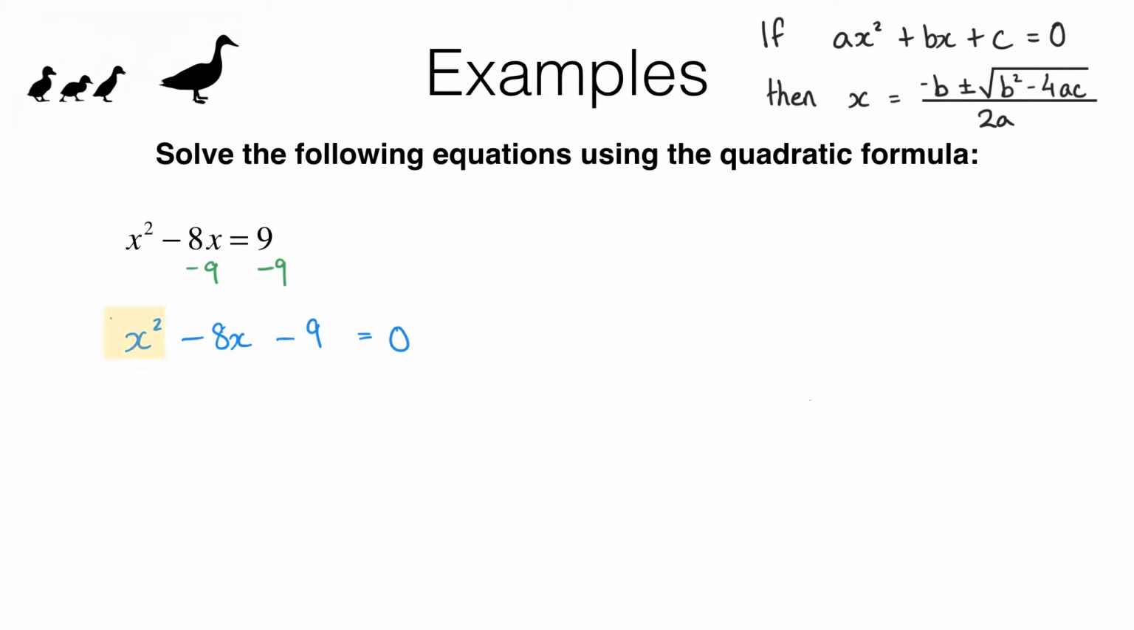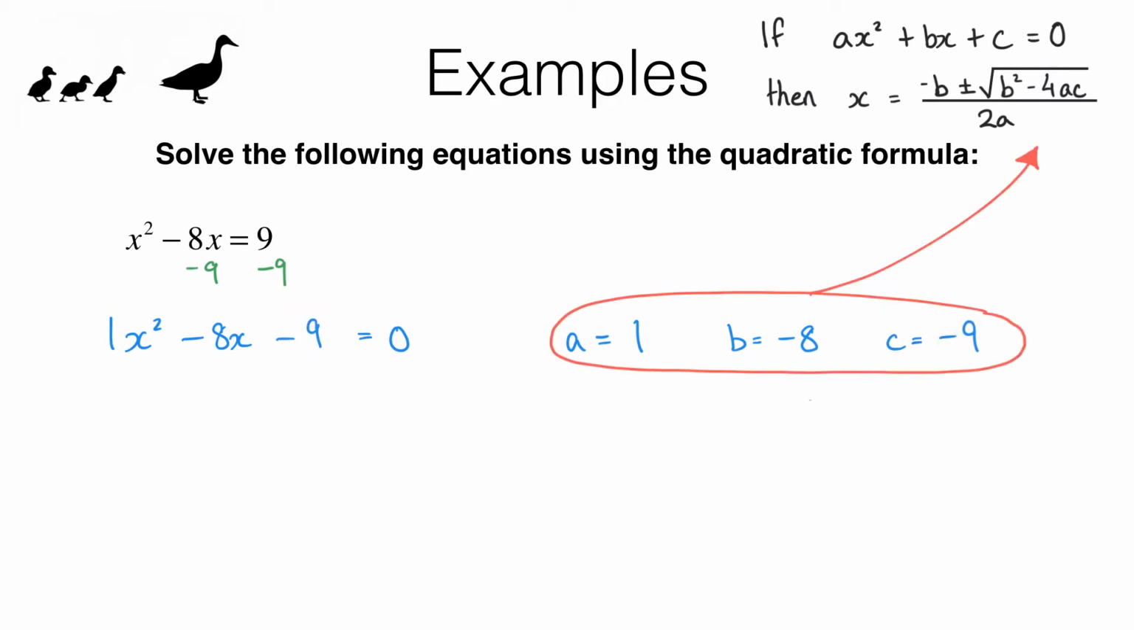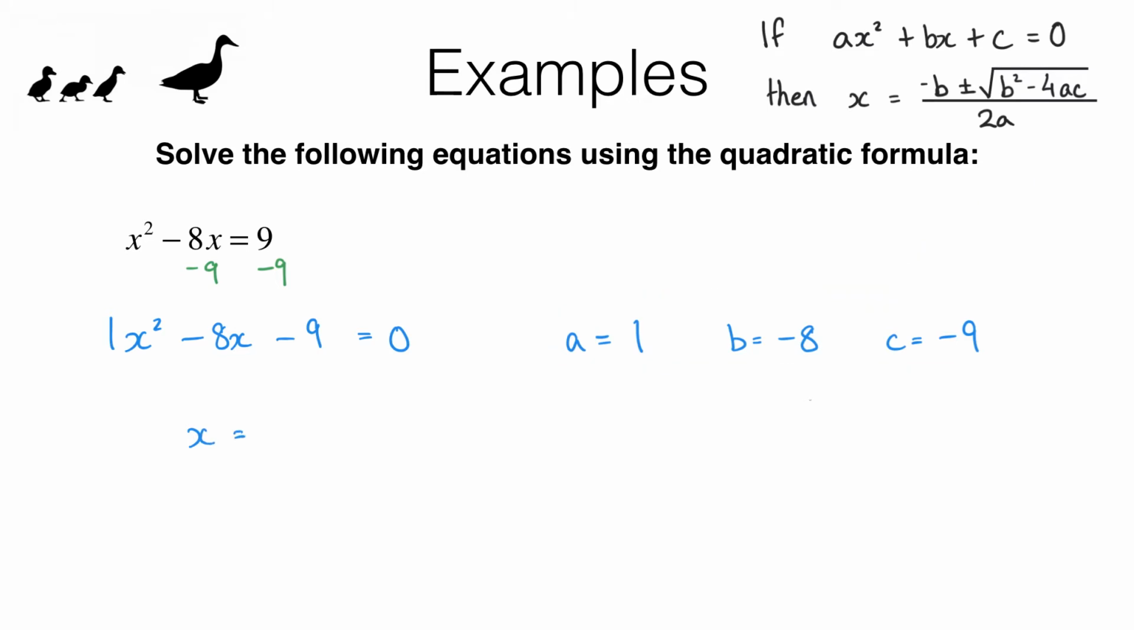What I've already got here is 1x squared minus 8x minus 9. So a, the coefficient of x squared there, is 1. B, the coefficient of x, is negative 8. And c, the constant term, is negative 9. Substituting all of that into the quadratic formula, I get x equals negative 8, which is positive 8, plus or minus the square root of b squared, which is negative 8 all squared, which is 64. Remember, a negative 8 times negative 8 is positive 64.